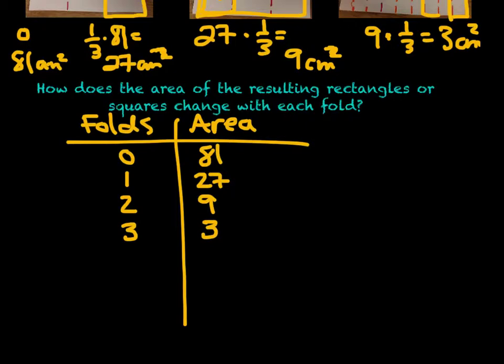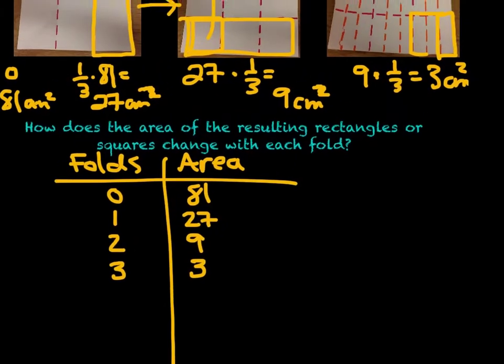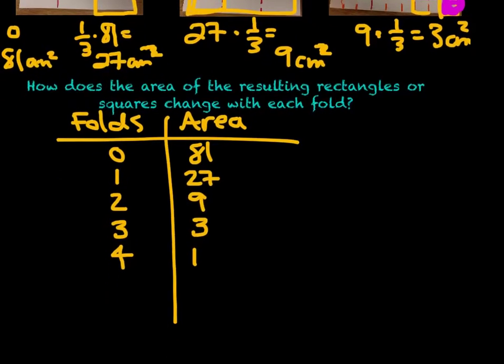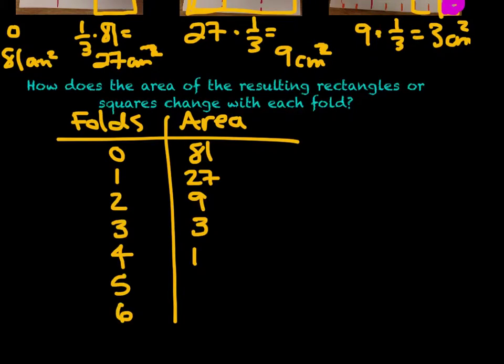4 sets of folds. So if she were to fold all of this again, go all the way across and fold it again and have those little tiny squares, we have 3 centimeters squared that has just been turned into 1 centimeter squared. So after the 4th fold, we have 3 times 1/3, or 1/3 of 3, which is 1 centimeter squared, and so on. And so let's continue this. Let's try 5 and 6, and if we have space over here, we'll do 7, 8, 9, and 10.